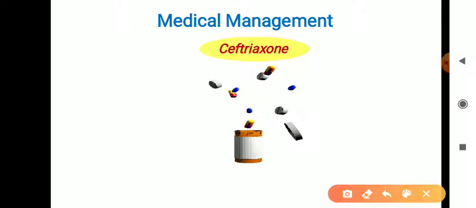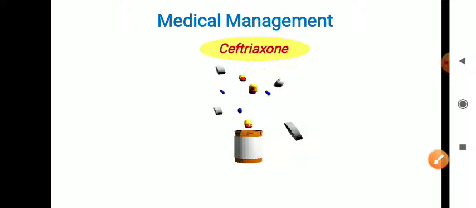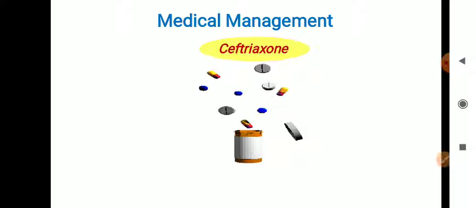So next we will see the medical management. If the patient has orchitis that is caused by bacteria, antibacterial therapy will be given. The antibiotic drug is ceftriaxone. This is a third generation cephalosporin, purposely used for Neisseria gonorrhoeae.